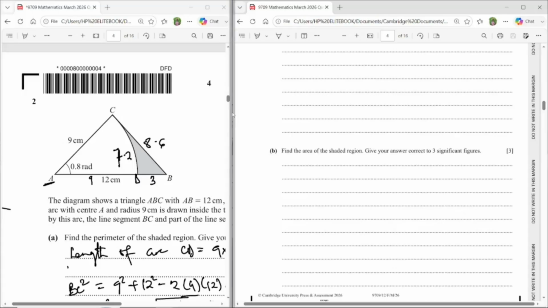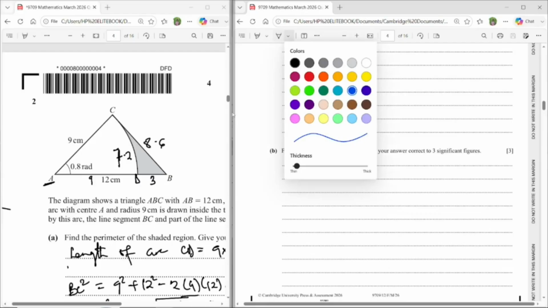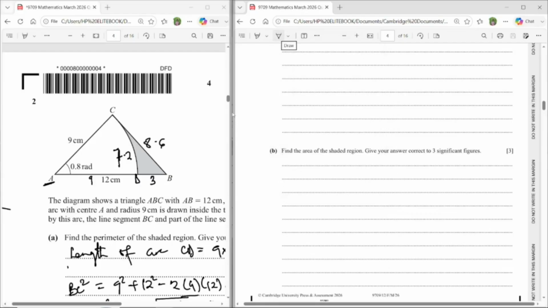Now for question 2b, it says find the area of the shaded region and give your answer correct to three significant figures. I needed to display it over here as well. So the shaded region is between sector ACD and triangle ABC. So you're going to find the area by first of all finding the area of the bigger triangle ABC, and then we subtract the area of the sector ACD from that, and then that will give us the area of the shaded region. So first, let's find the area of the sector.